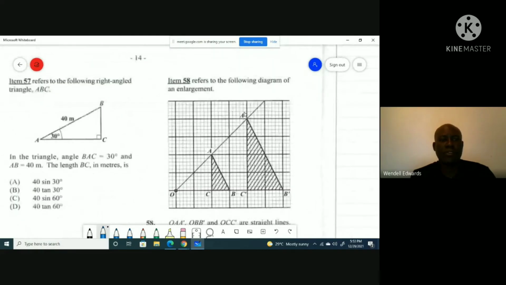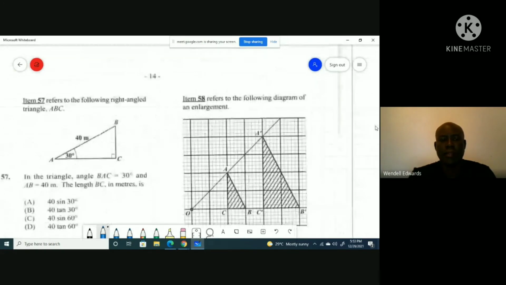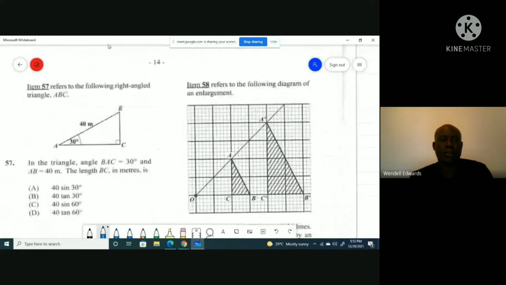Item 57 refers to the following right angle triangle ABC. So I'm looking at it here. Let's see what the question is. We're looking at this triangle ABC. AB is 40. We have an angle here at A. In the triangle, BAC is 30 degrees. So we're looking at this angle here, and we get the length AB, which is 40. So the question is the length BC. So we're asked to find this.